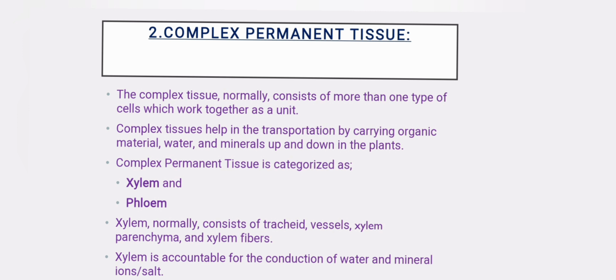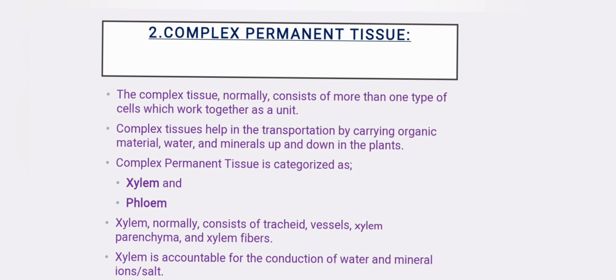Complex permanent tissue normally consists of more than one type of cells which work together as a unit. Complex tissue helps in transportation by carrying materials like water and minerals up and down in the plants.